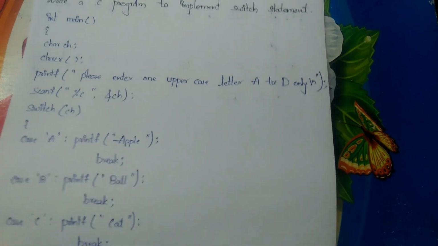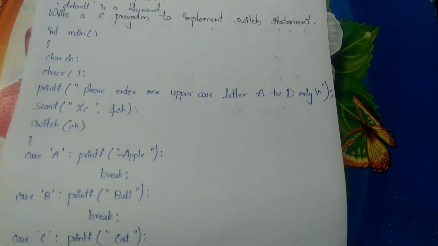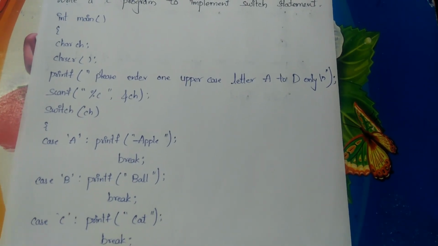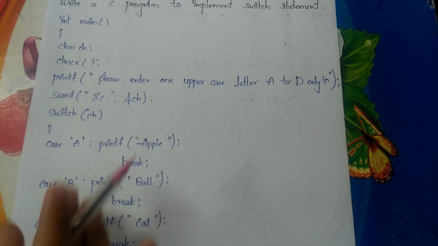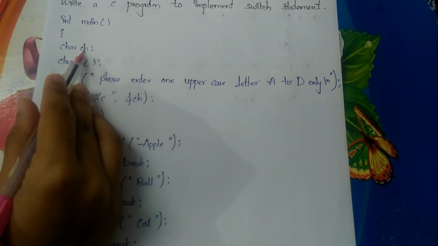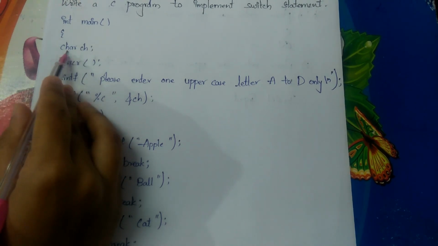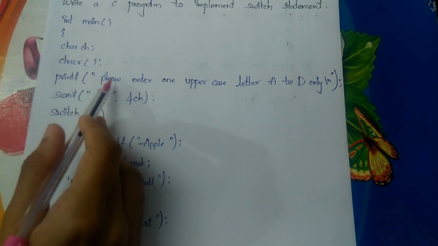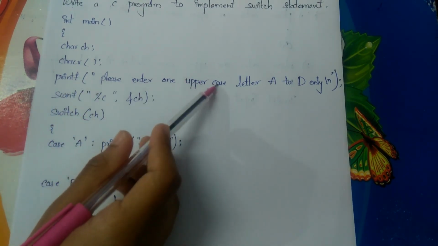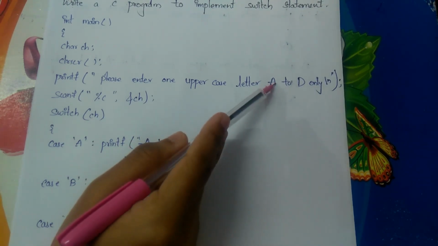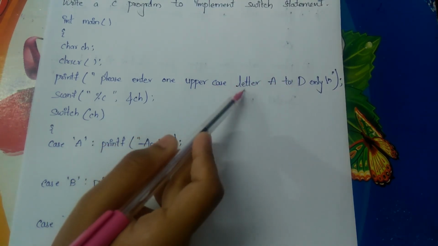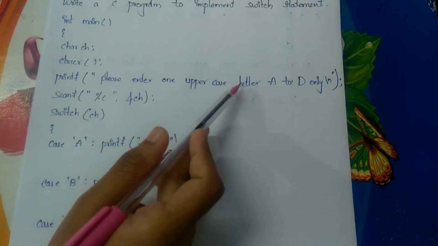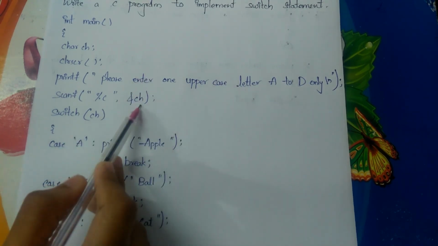Now let's see a simple program on the switch statement. Write a C program to implement the switch statement. It starts with the main function. First I want to declare one variable, that is ch, with the data type char. After clearing the screen, I want to print: please enter one uppercase letter A to D only. Whatever character is entered should be read by the compiler.